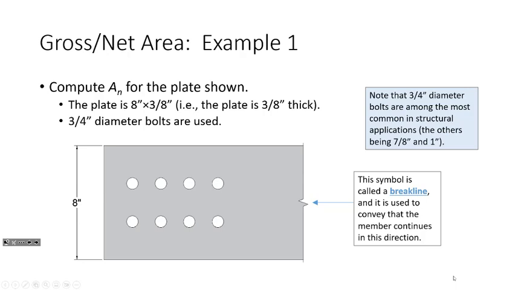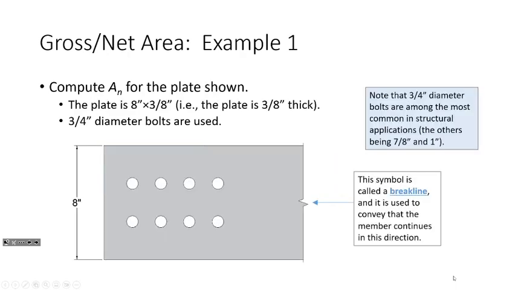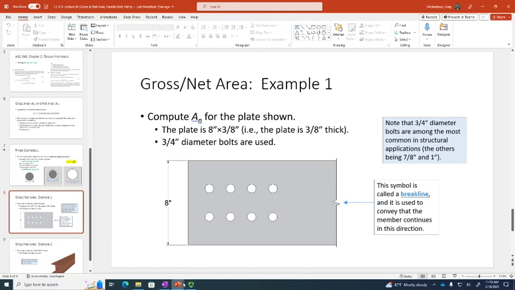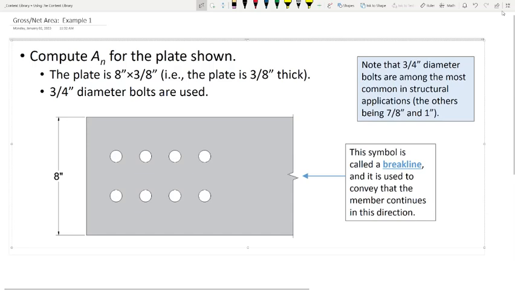Let's get into it. So I've got two examples today. I want to compute the gross and net area of two members. I've got a plate and I've got a rolled shape. We're going to do each of these together. Okay? This is not difficult. There is one catch that we're going to talk about in a bit, but we'll get to that in a second. All right, so let's start off with our first problem, okay?